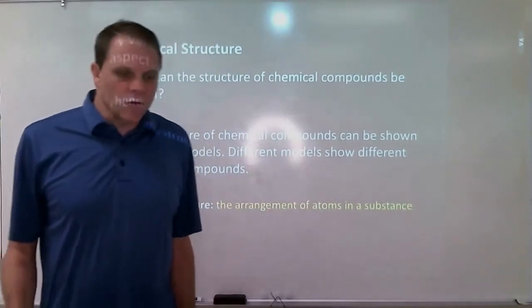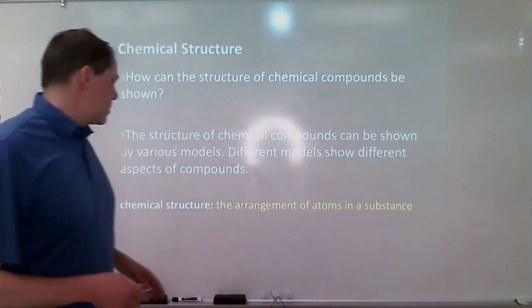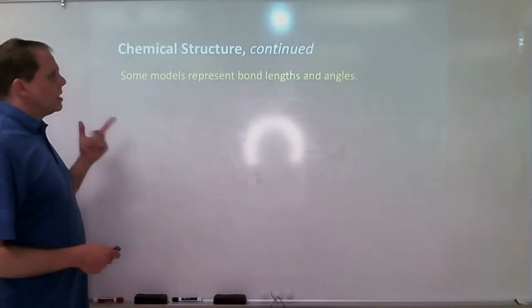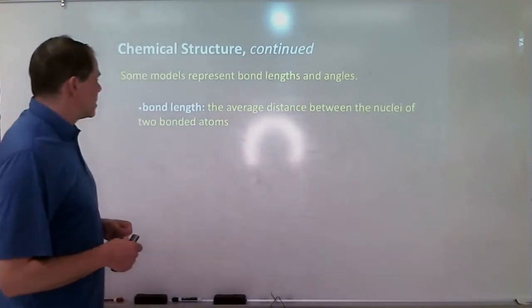Now, we can show this arrangement in different ways. There's different techniques, and I'm going to show you three of those different techniques. But the structure is the arrangement of the atoms. So sometimes we're going to represent bond lengths and angles. We're going to have a particular type of structure that does that.